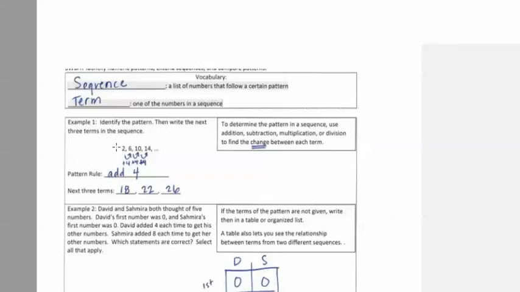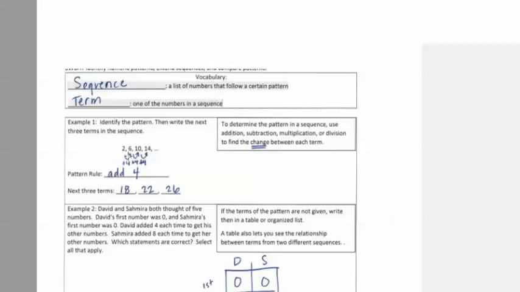So I'm looking at from 2 to 6, and then 6 to 10, and 10 to 14. How could I determine the change between these? Let's see if this is multiplication. 2 times 3 is 6, 6 times 3 is 18. Oops, that's not 10. So it can't be multiplication. I see that the numbers are getting bigger, and so let me try addition. 2 plus what number is 6? Well, 2 plus 4 is 6. Great. And 6 plus 4 is 10. Great. And 10 plus 4 is 14. Great. So what that means is that the change between each one of these numbers is add 4, right?